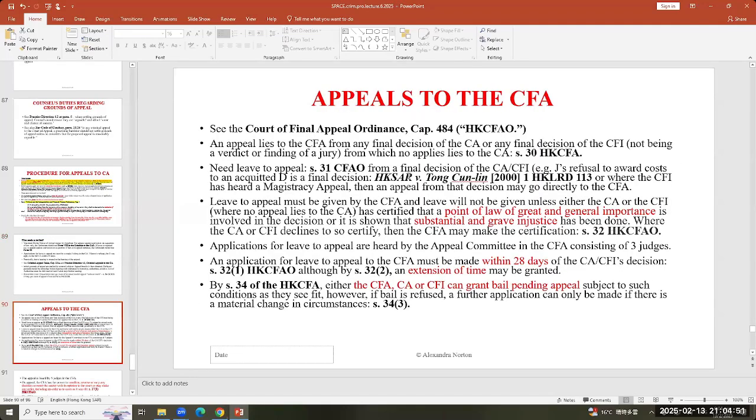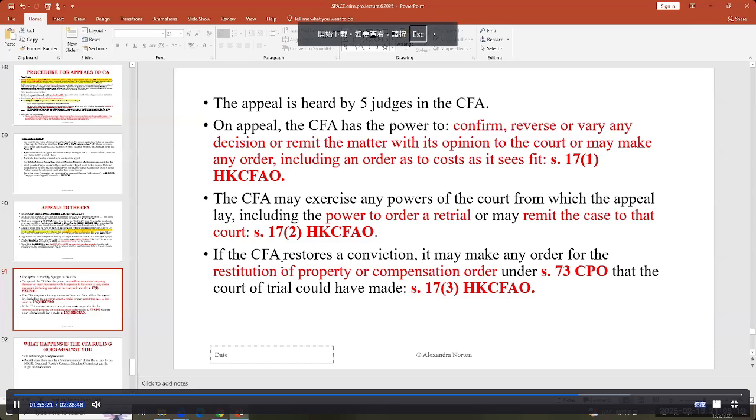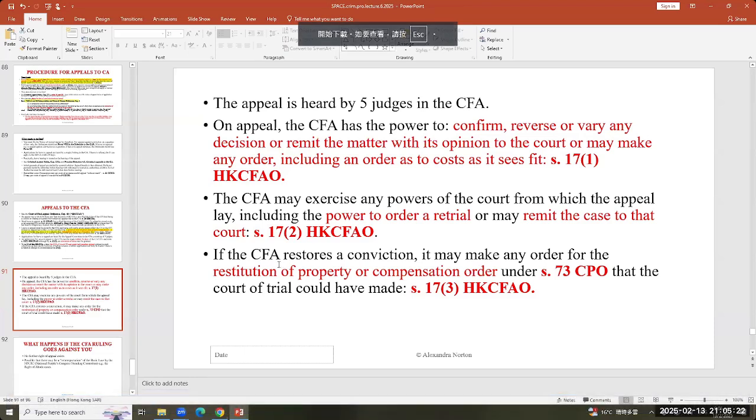CFA appeals, you always need leave, either from the CFA or a certification of fitness to appeal, point of law of great and general importance, or substantial and grave injustice has been done. You've got 28 days to apply. You can get an extension of time, but there's a very high threshold to appeal. And the Court of Final Appeal has often said it's not a second court of appeal, right? It's very rare for a case to make itself up to the Court of Final Appeal.